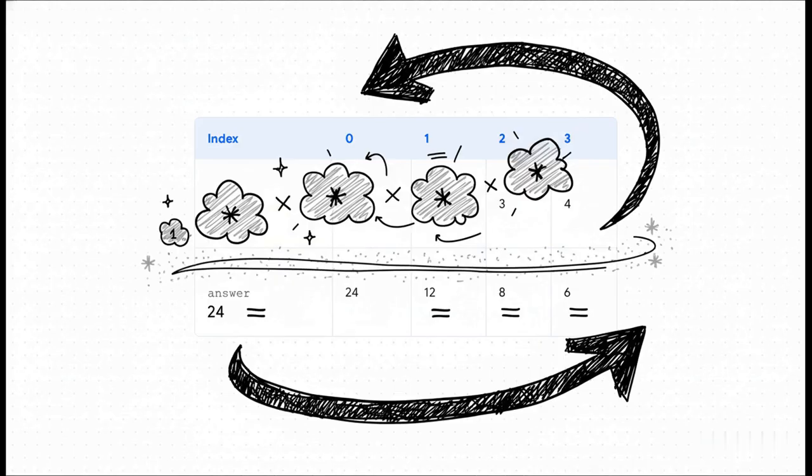Moving left to index 2, we take the 2 that's there and multiply it by our right product of 4. That gives us 8. Now update the right product. 4 times 3 is 12. Next, at index 1, we take the 1 and multiply it by our right product of 12, giving us 12. Update the right product again. 12 times 2 is 24. Finally, at index 0, we take the 1 that's there and multiply it by 24. And just like that, we have our final correct answer.